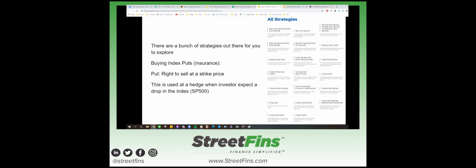All right, so here's a list of different strategies if you'd like to explore them. And you'll notice there are multiple types of call and put options. A put option is basically the right to sell at a specific price. And it can be used as insurance when you think the stock price is going to go down.